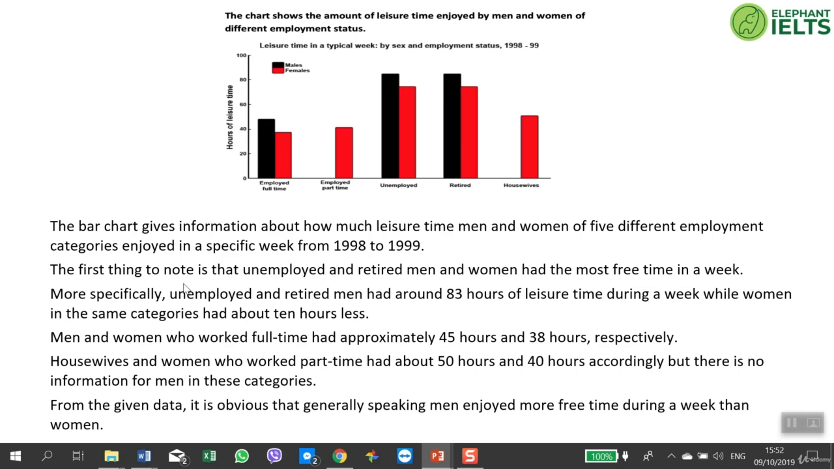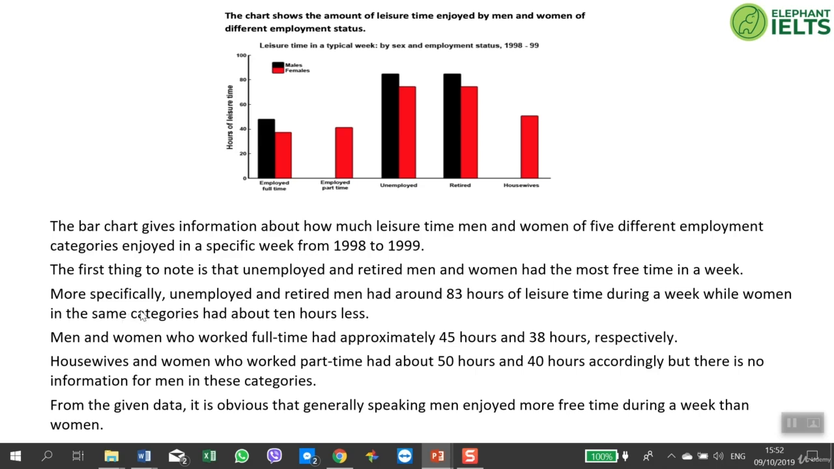Now we go to the elephant sentence. The first thing to note is that unemployed and retired men and women had the most free time in a week. So you can see it summarized the fact that these 2 groups in the middle, unemployed and retired men and women, had the most free time. Remember, that was our elephant sentence. That's what stood out. Now we come to the main body.